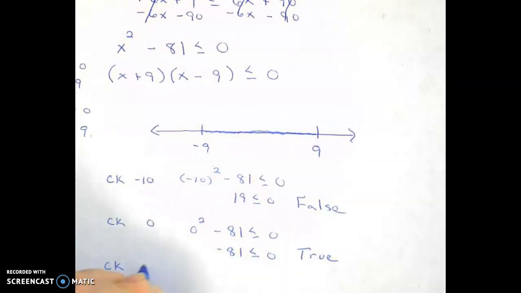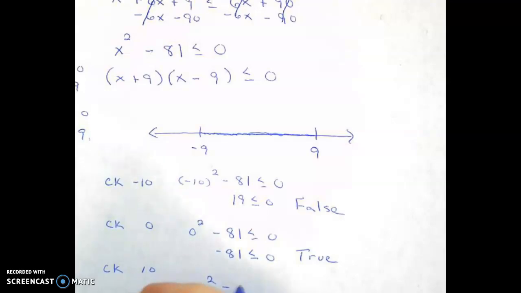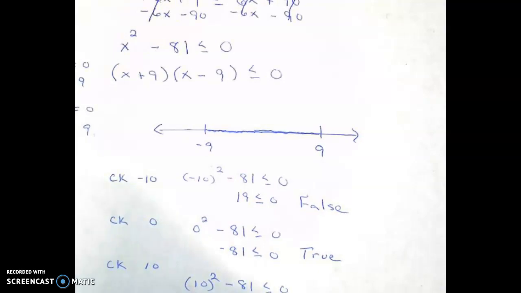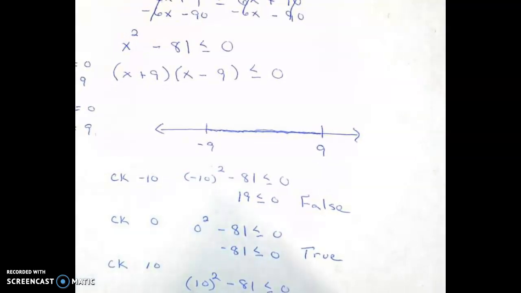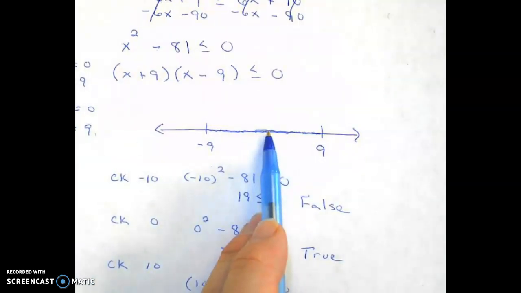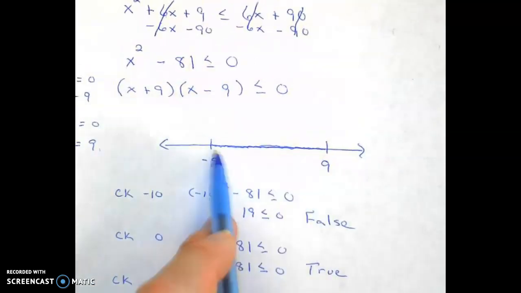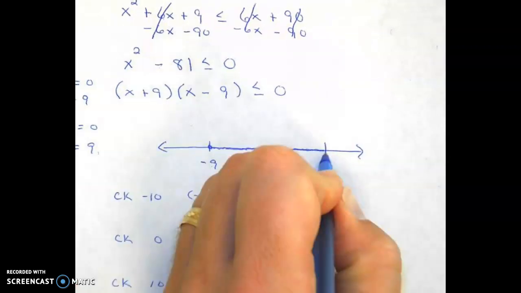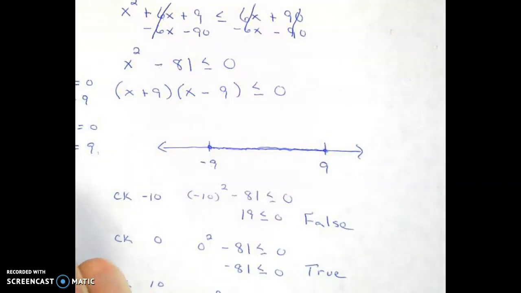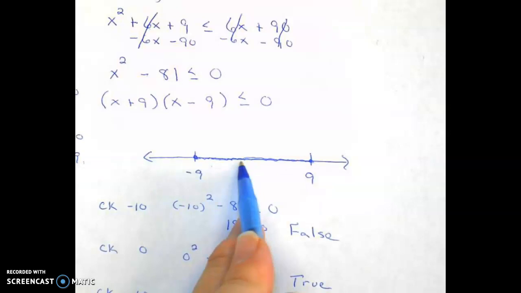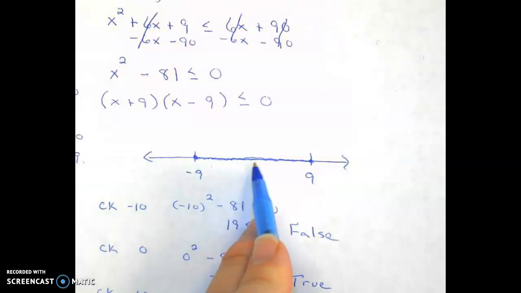And then checking over here in this region, we'll go ahead and check +10. And again, we get 19, which is false. And so our solutions are going to lie in between -9 and 9. Since we do have an equal sign, that's going to mean that 9 and -9 are going to be included in our solution.